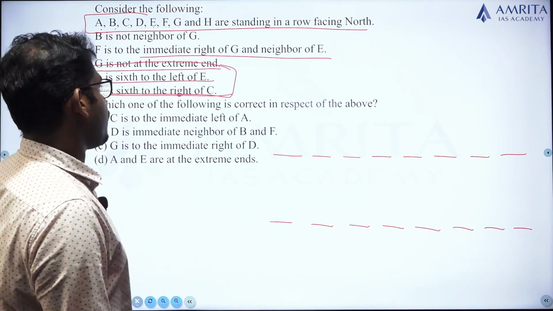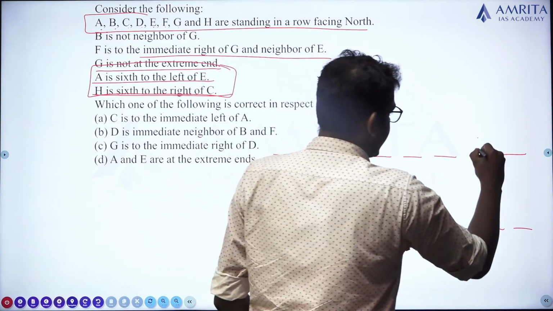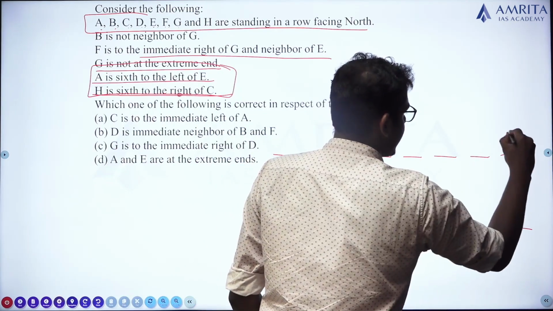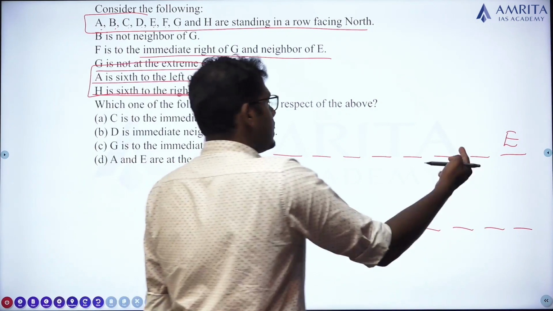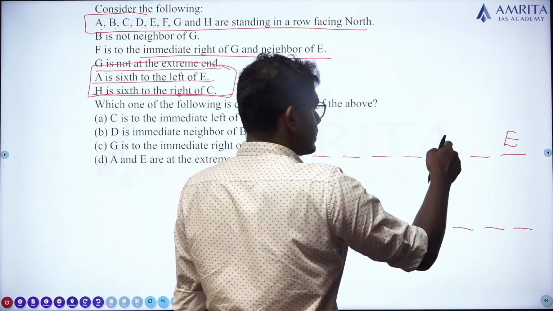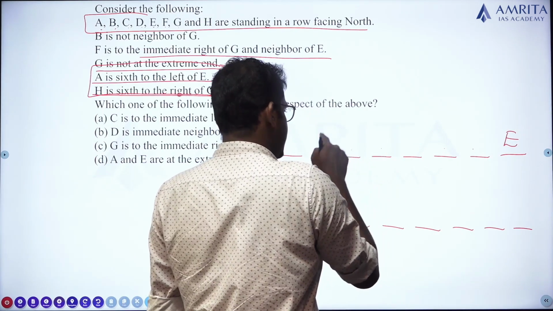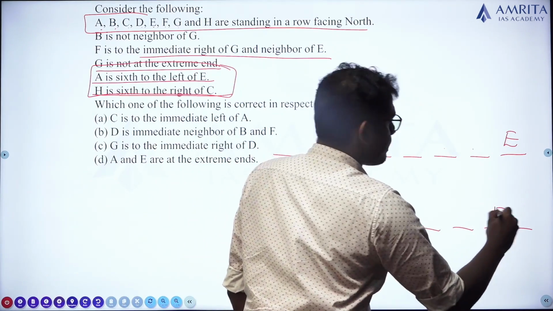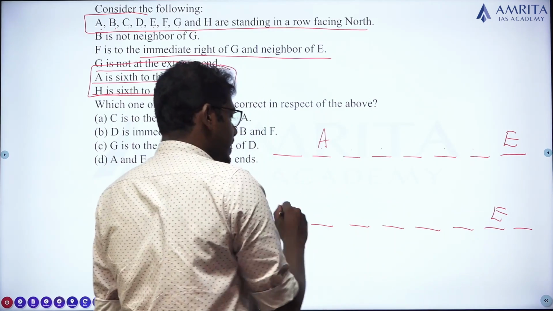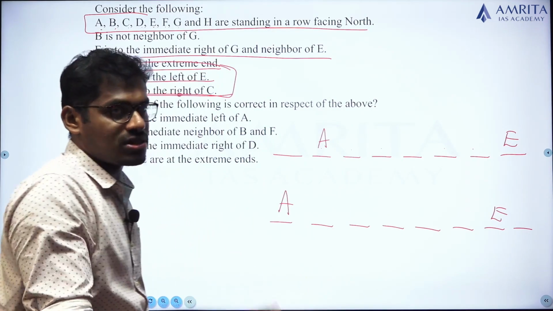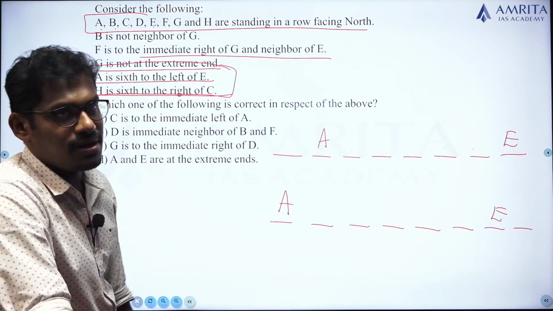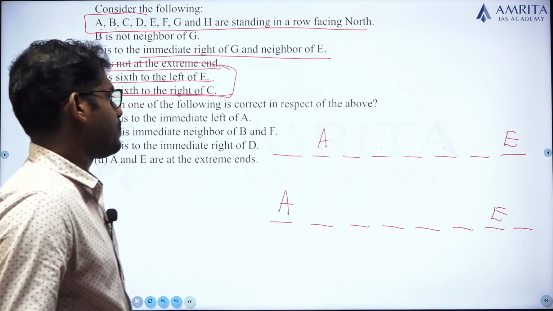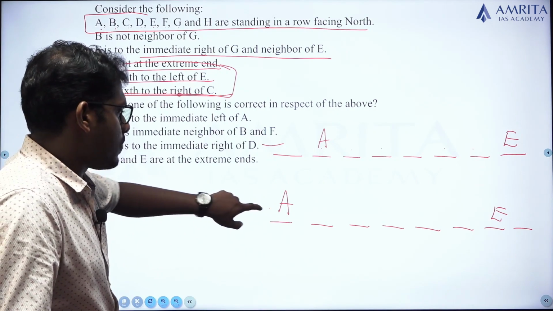See, A is 6 to the left of E. If I am taking E here, then A will be 6 to the left of E, which means first, second, third, fourth, fifth, sixth. So A will be here. There is another possibility that E can be here. If E is here, then A will be here. There is no other possibility which satisfies this statement, so I have taken this statement at the first instance. Clear? So this is possibility 1, and this is possibility number 2.